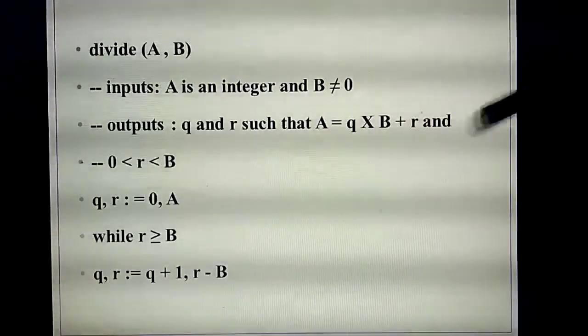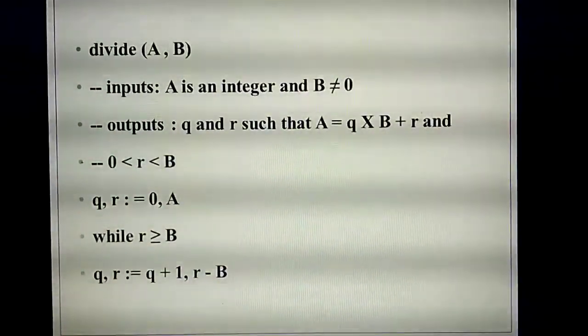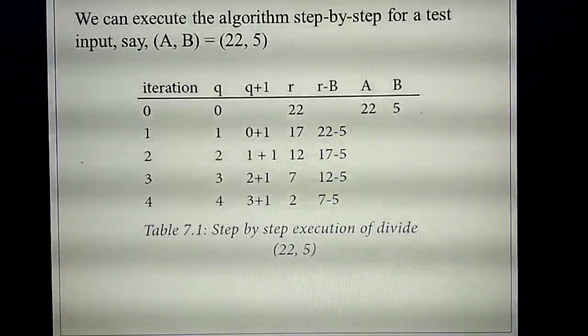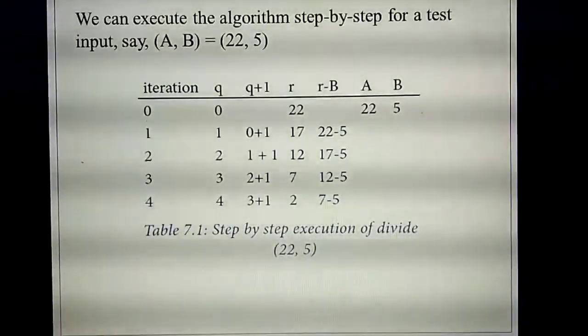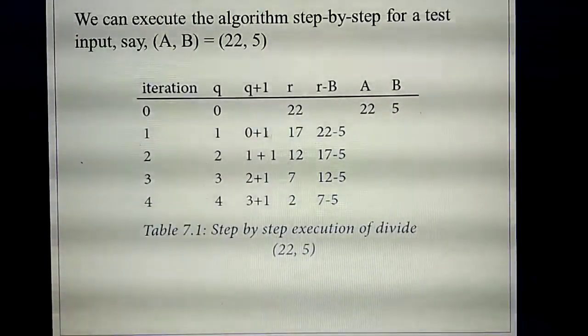So initially we have given the quotient value as 0 and the remainder value as A. In the place of the remainder value, you need to give the value of A. So now substitute. What's the value of A now? 22. So here the remainder value is 22.